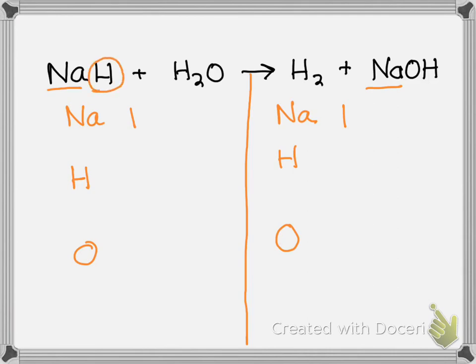Hydrogen, I have 1 here, plus over here there's 2 more. So I have a total of 3. You have to add all of them. And on this side I have hydrogen, which is 2, plus 1 more here, which is 1, so that's 3. So far this is balanced, the sodium and the hydrogens.